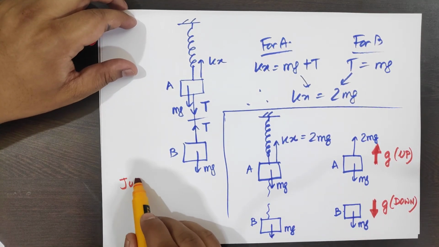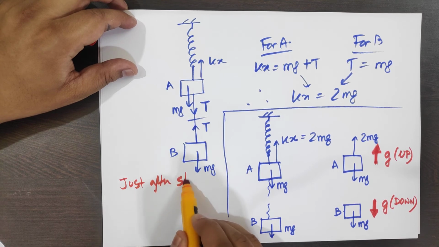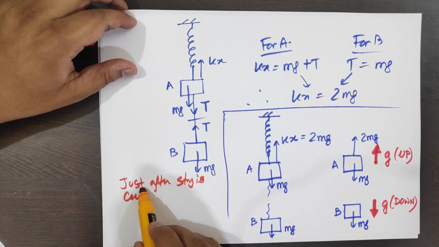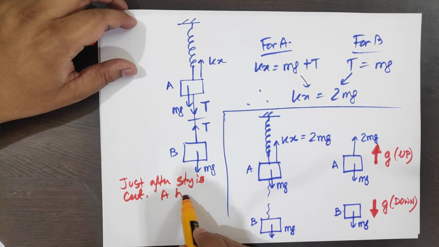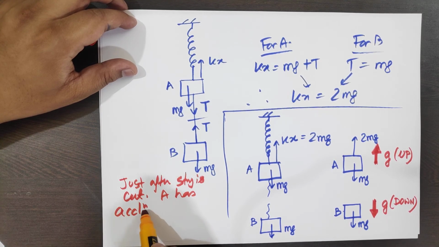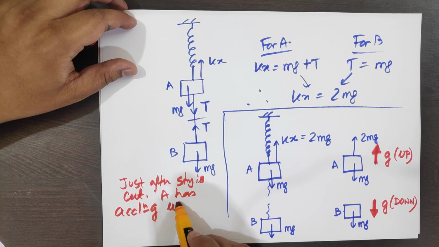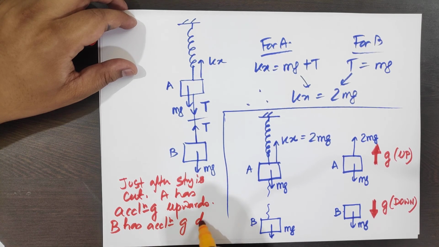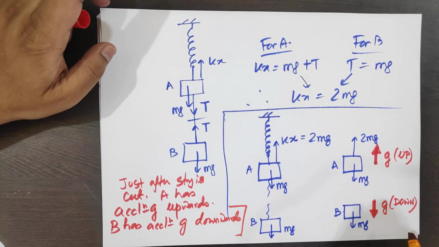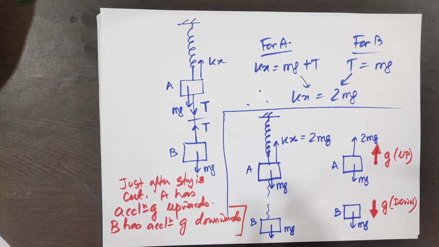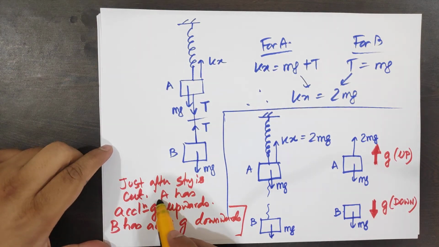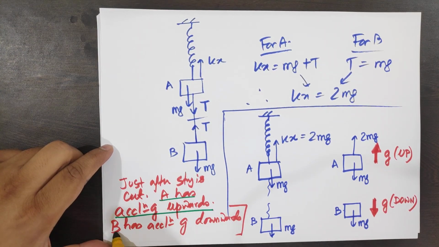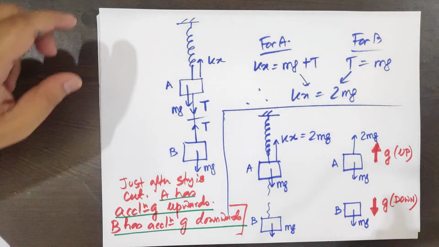Just after the string is cut, A has acceleration g upwards and B has acceleration g downwards, like shown in the diagram.